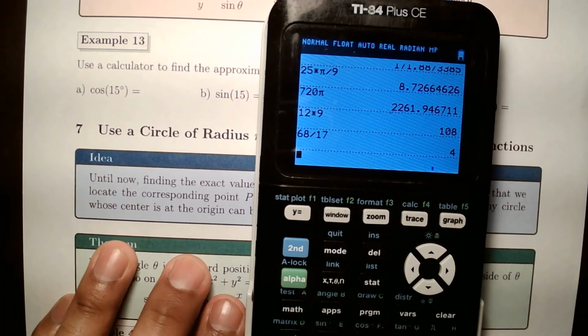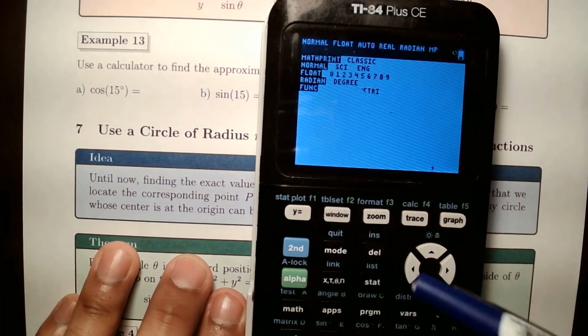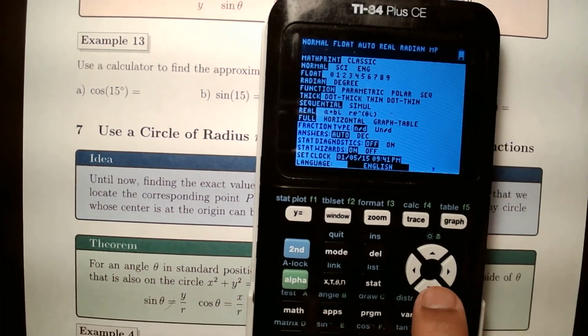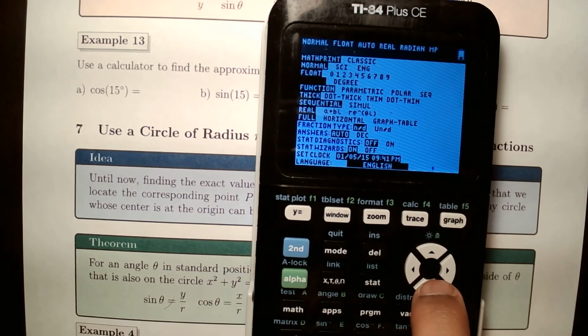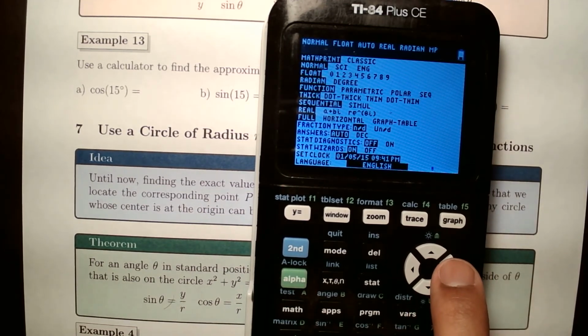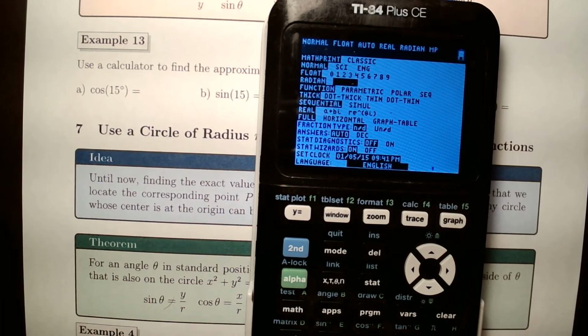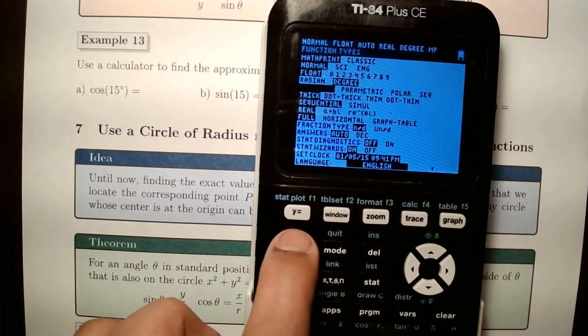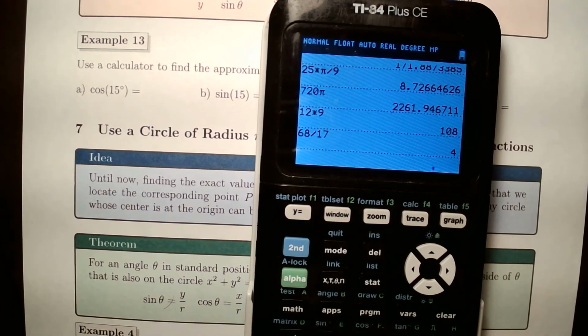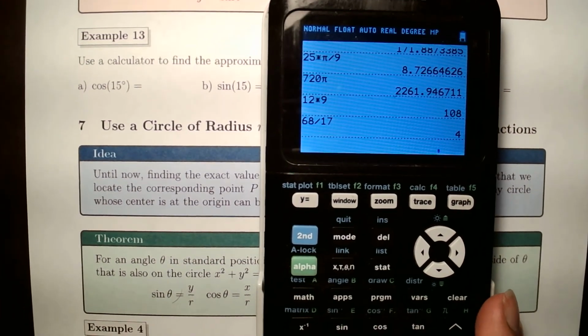To do that, you're going to click the button for mode, and notice, scroll down a couple of times. Notice the radian mode is highlighted. You might want to scroll to the right, click enter to make sure that the calculator is in degree mode. Second, quit, and let's go ahead and do the calculation for this.